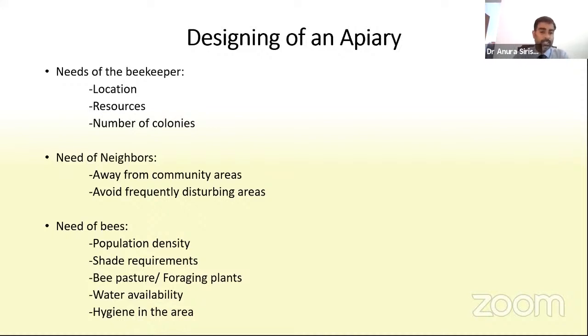Then the number of colonies. How many colonies you want to maintain in your apiary is also very important. If you are just thinking of one or two colonies in your home garden, you don't need to worry that much. But if you are going to keep more than 20 or 30 or 50 colonies in an apiary, then you have to think about these aspects as well. The need of the neighbors: if you are in the center of a city, it is not fair to keep a number of colonies in your home garden because it may be a disturbance for your neighbor.